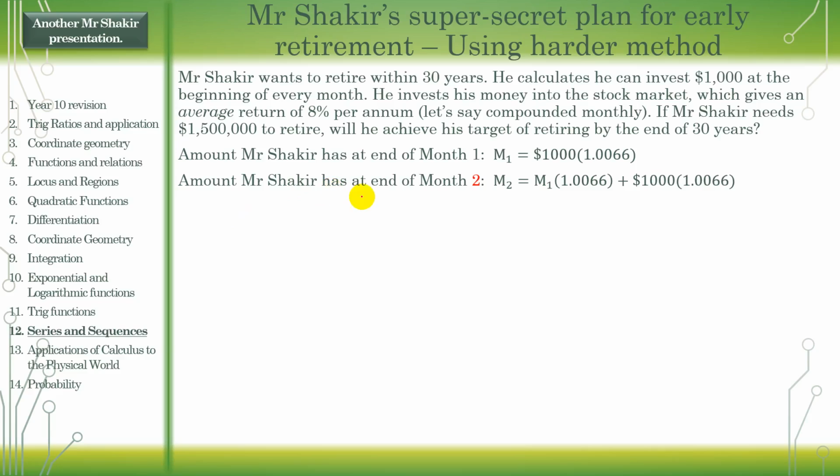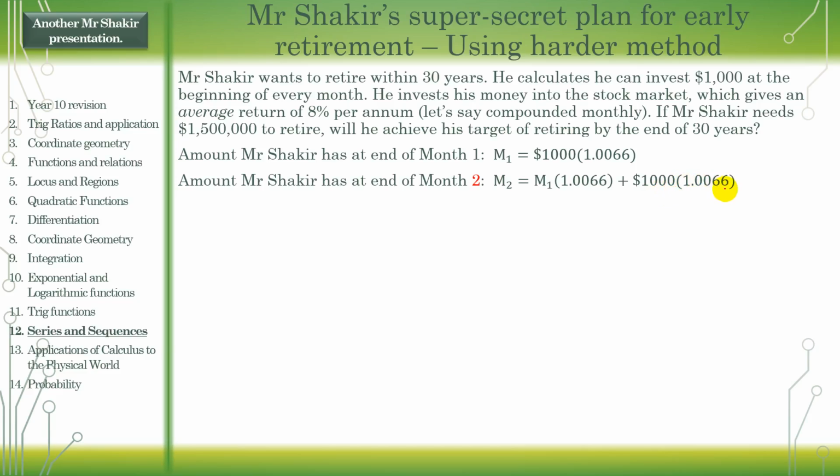Now, the amount of money I have at the end of the second month will be, well, whatever money I had already at the end of the first month will also compound. And since I put another $1,000 in, that will also compound. Let's say, just for the sake of argument, that at the end of the first month I had $1,100. So that 1,100, M1, will gain compound interest. Plus, at the start of the second month, I put another $1,000 in.